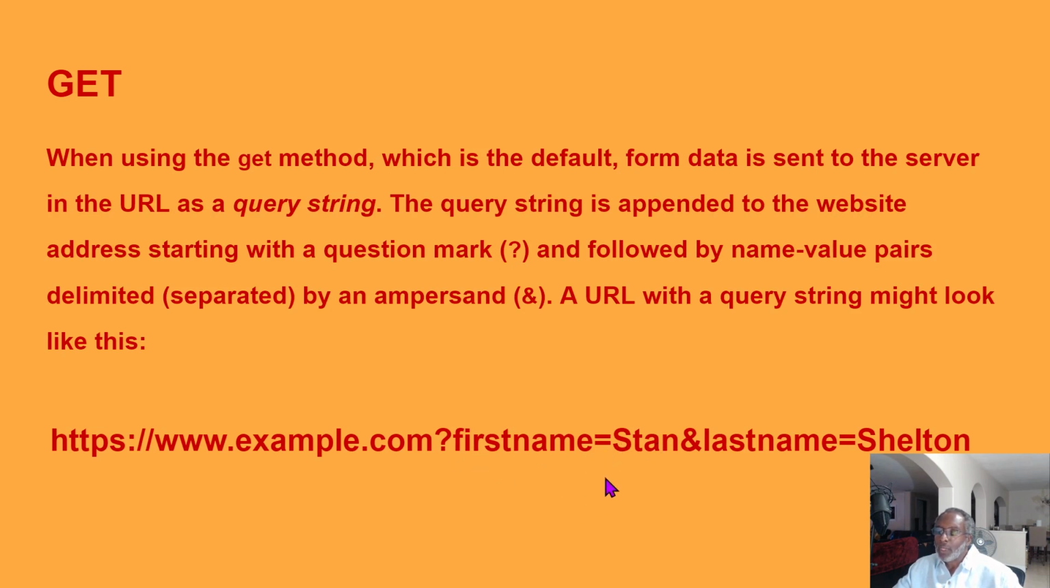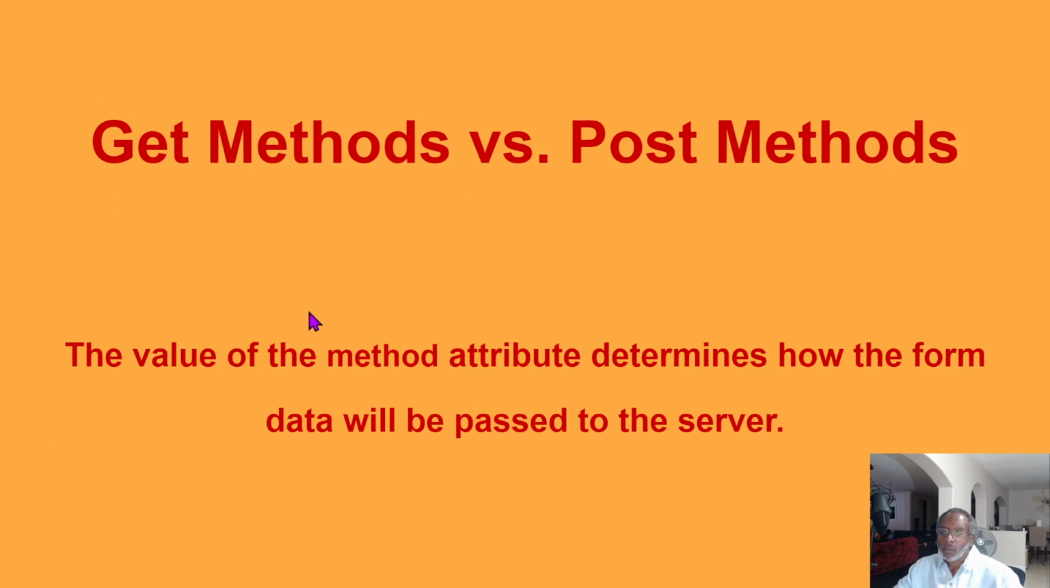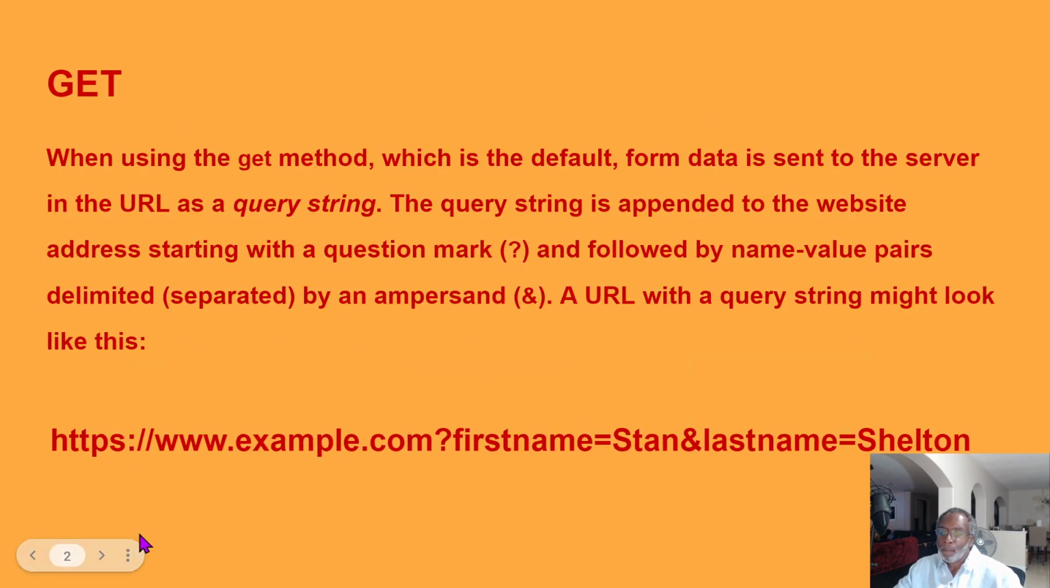And you can already start to see what we call key pair information. You can already start to see first name is like a variable in programming, Stan representing the string data, last name is a variable, Shelton representing the string data. And a concatenation is running in the background that dynamically generates this URL. Okay. So there we have the get method. It has a really, really strong use case, really, really strict use case.